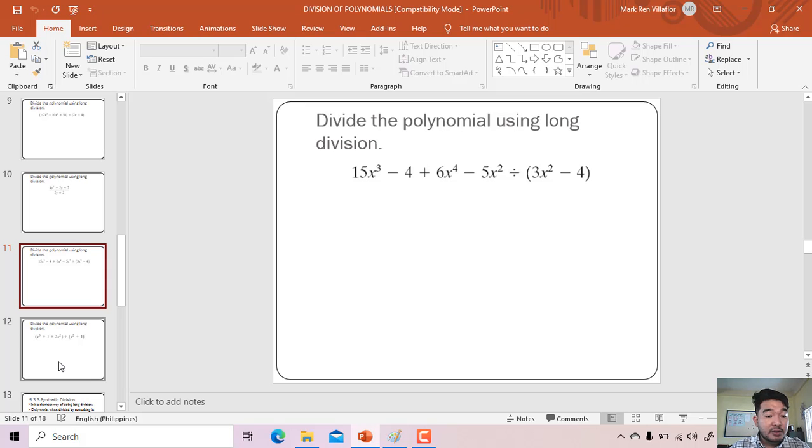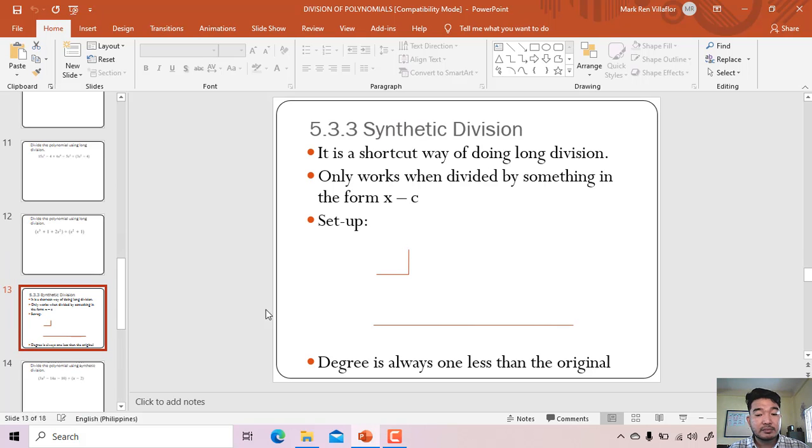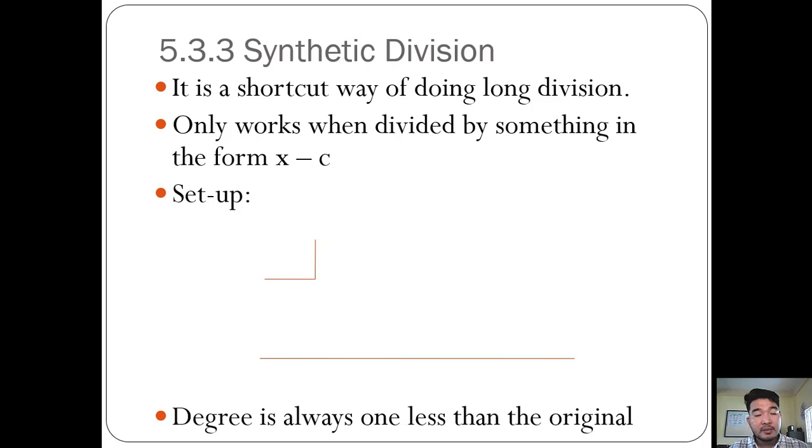Okay, so here's another. Alright, so we move to the division of polynomials using synthetic division. It is a shortcut way of doing long division. Only works when divided by something in the form x minus c. This will be our setup for the synthetic division. And take note, the degree is always 1 less than the original.